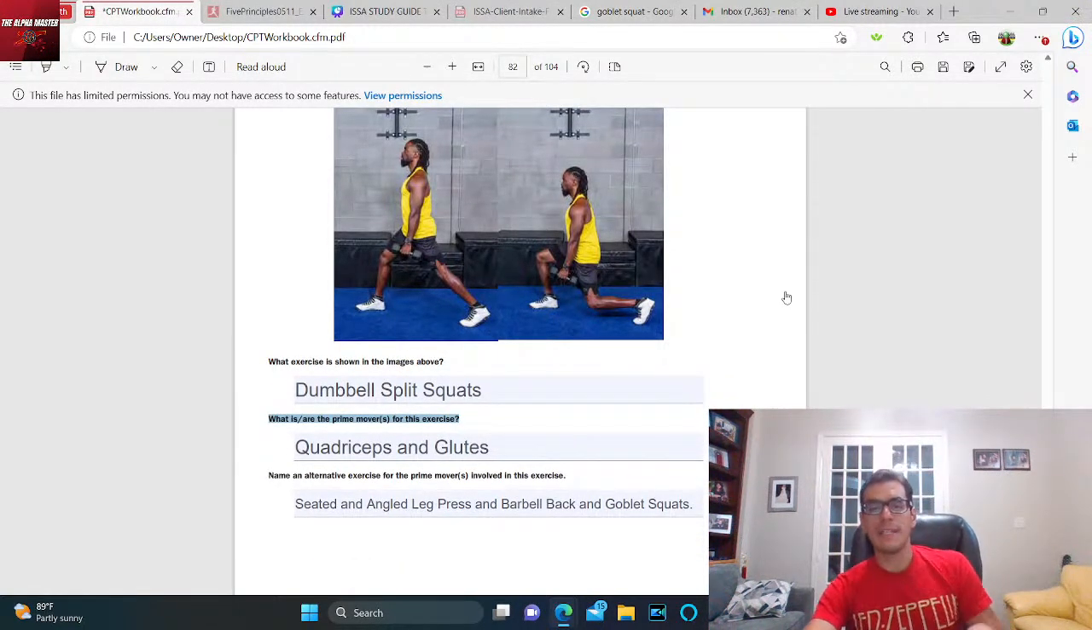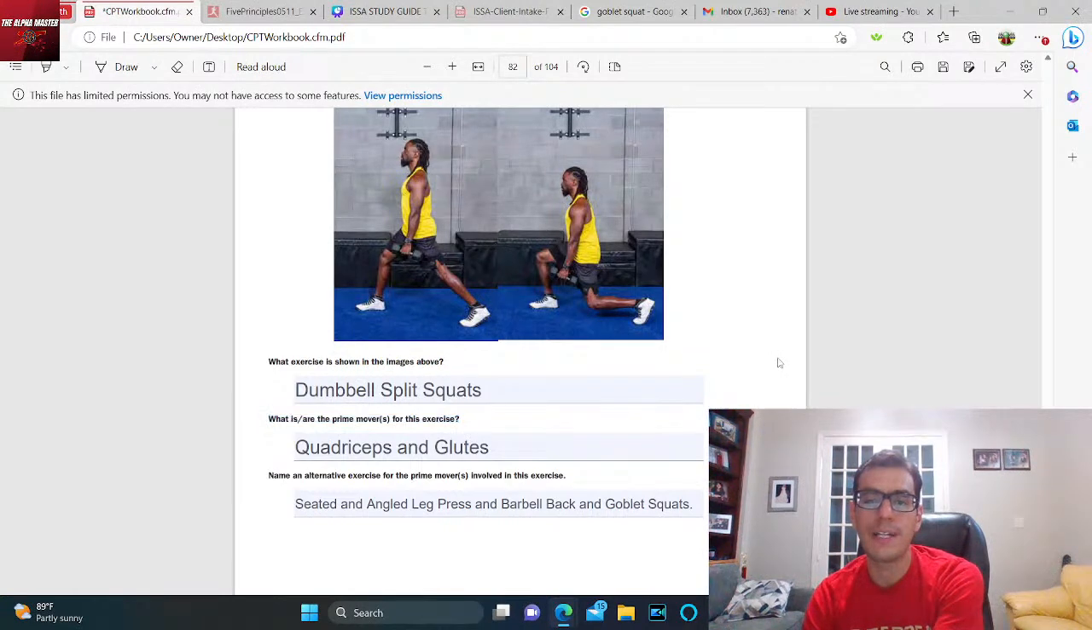The exercise shown below is going to be the dumbbell split squats, and the prime movers are going to be the quadriceps and the glutes. Alternative exercises for the prime movers involved in this exercise are going to be the seated and angled leg press and the barbell back and goblet squats.